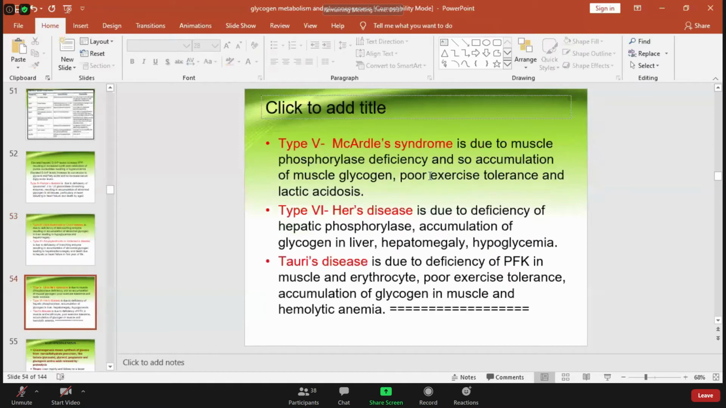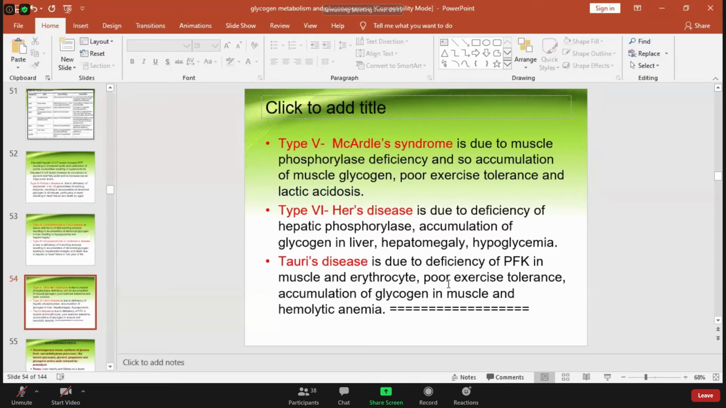Type 5 is McArdle's disease or McArdle syndrome, due to muscle phosphorylase deficiency, and so accumulation of muscle glycogen takes place. There will be poor exercise tolerance and lactic acidosis. Type 6 is Hers disease, due to deficiency of hepatic phosphorylase, accumulation of glycogen in liver, hepatomegaly, hypoglycemia.